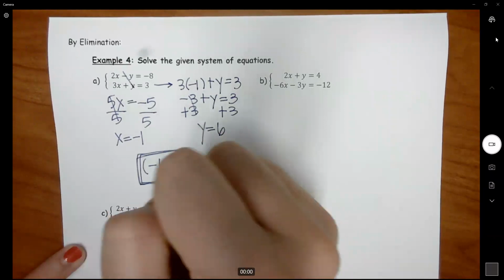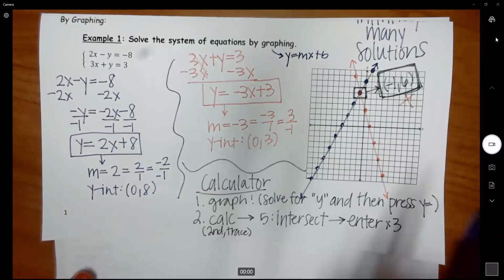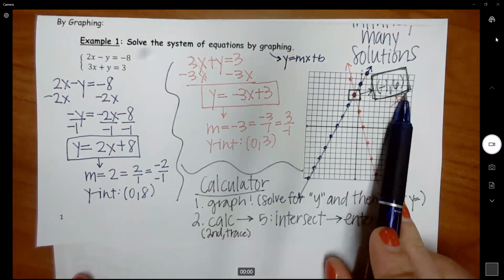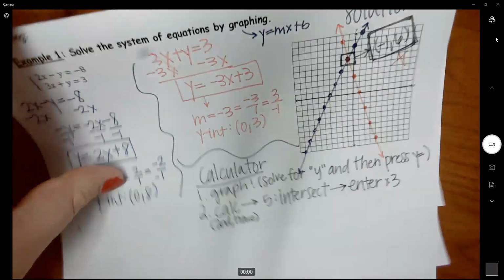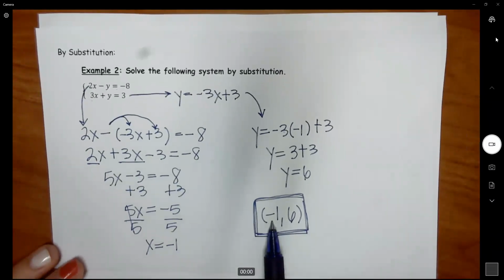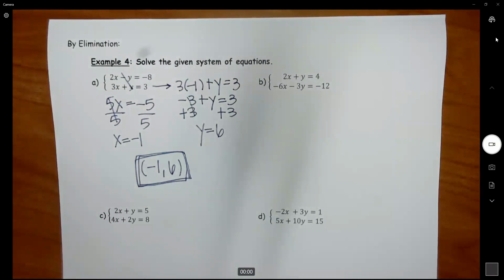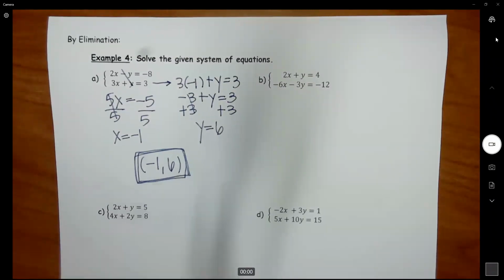That answer should look familiar because we have now solved this problem 3 different ways in getting the same answer. We solved it by graphing to get negative 1, 6. We solved it by substitution to get negative 1, 6. And now we have solved the same problem by elimination to get negative 1, 6.